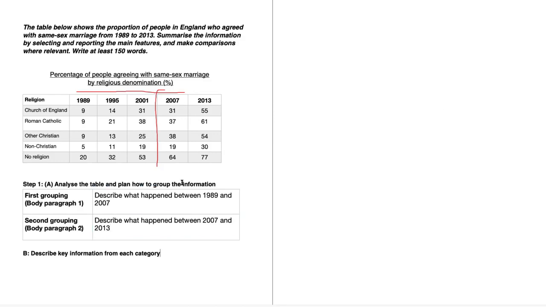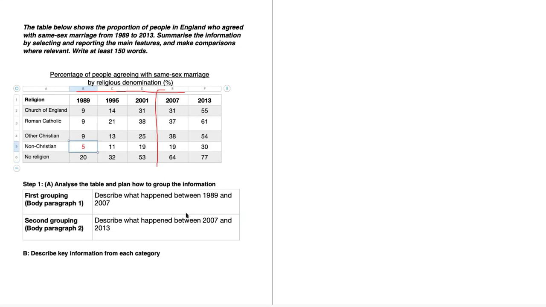Okay, so we have analyzed this table to a degree. Now we are going to describe the key information from the categories. And there's a lot of data here, so we have to be selective. The best way to do that is to look at the highest and the lowest pieces of data. For example, if we look at 1989, we see that 5%, so this 5% of people agreeing with same-sex marriage. We're going to highlight this because it is something interesting, it is the lowest, it is important. So we're going to talk about this piece of data.